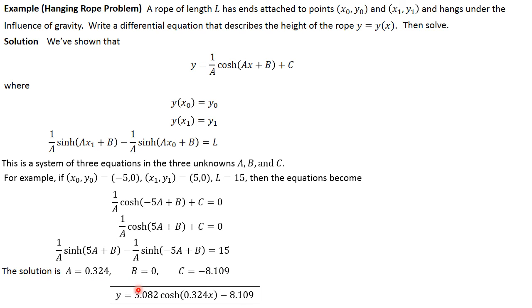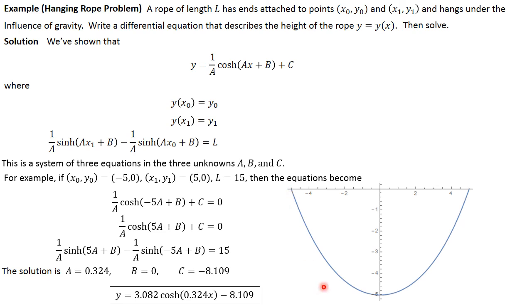So we conclude that y, which is 1 over a times the hyperbolic cosine of ax plus b, plus c, putting in these values of a, b, and c, we get this expression for y. And if we plot it, we get this thing, which looks like a parabola, you might say, but now we know it is a catenary curve. It is a graph of the hyperbolic cosine function.